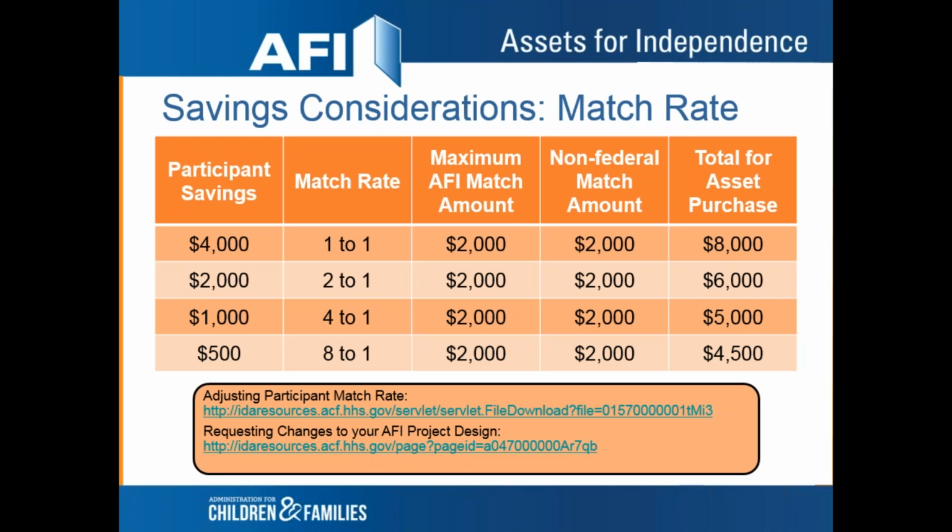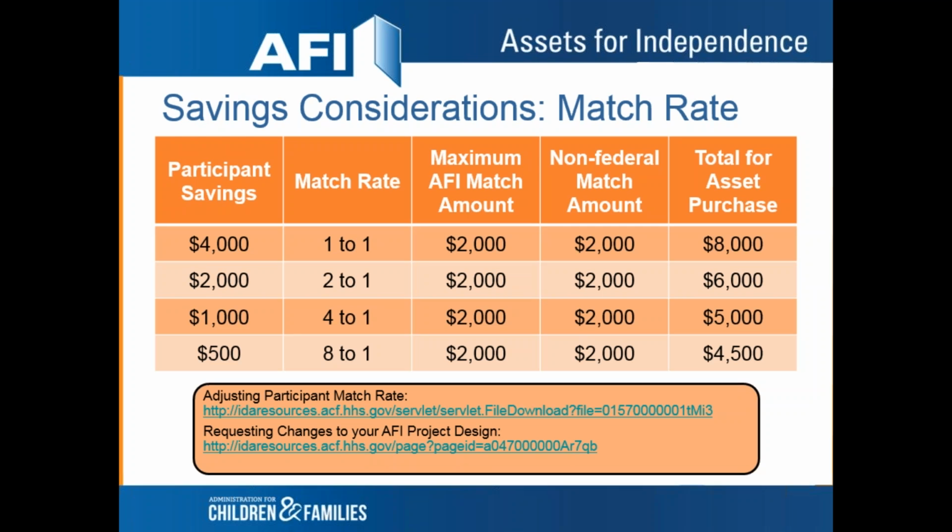And second, the match rate can be set at different rates for the 3 different types of IDAs: homeownership, education, or business. Communicating the different rates to participants is very important so there is a clear understanding that if they move from one type of IDA to another, the match rate may change. When setting your match rate, you need to balance the realistic cost of the asset, your participants' ability to save, the length of time they will have to save, and the total number and types of asset purchases your project is committed to. The first link in the slide offers ways to think about this balance as you review the match rate for your project.